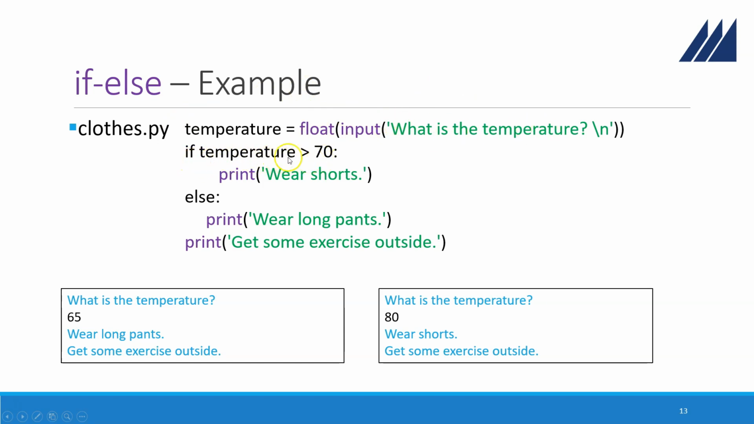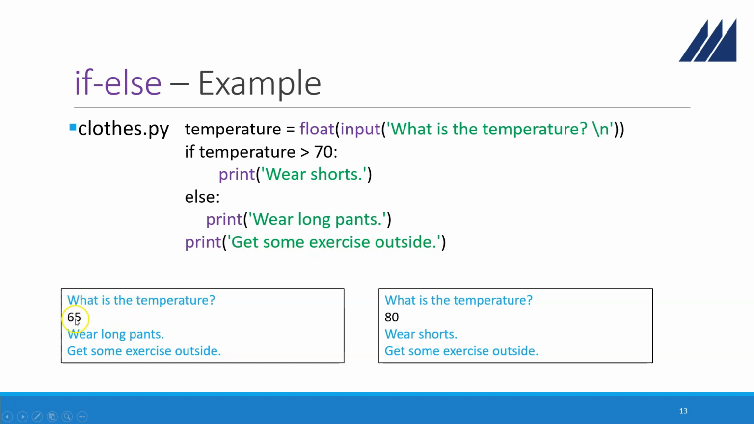I'm going to say if temperature is greater than 70, you want to print out wear shorts. It's hot outside. Else, you want to print, that means it's not greater than 70. It could be 70 or 69 or less than that. You want to say wear long pants. And after you finish these branches, whichever one of these branches, the program is going to print, in both cases, get some exercise outside. Okay, here's a sample run.